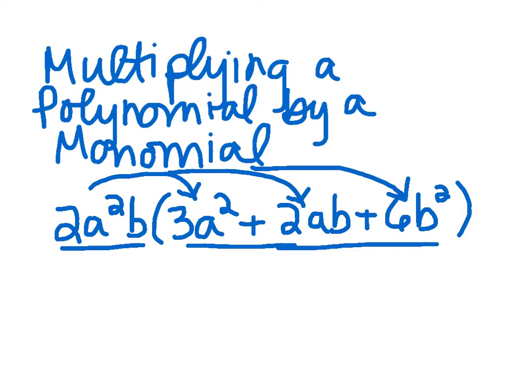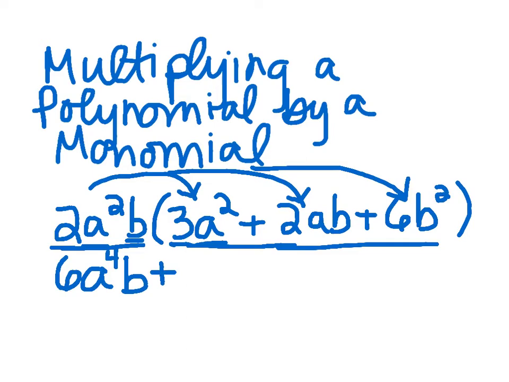So, we begin by multiplying the 2 by the 3 to get 6. Then I think about each variable separately, always in alphabetical order. So a squared times a squared. When I'm multiplying, I add the exponents, so that gives me a to the 4th. And then there's just this lone b out here, not multiplied by anything else, so that's a to the 4th b. I'm now going to distribute over the second term.